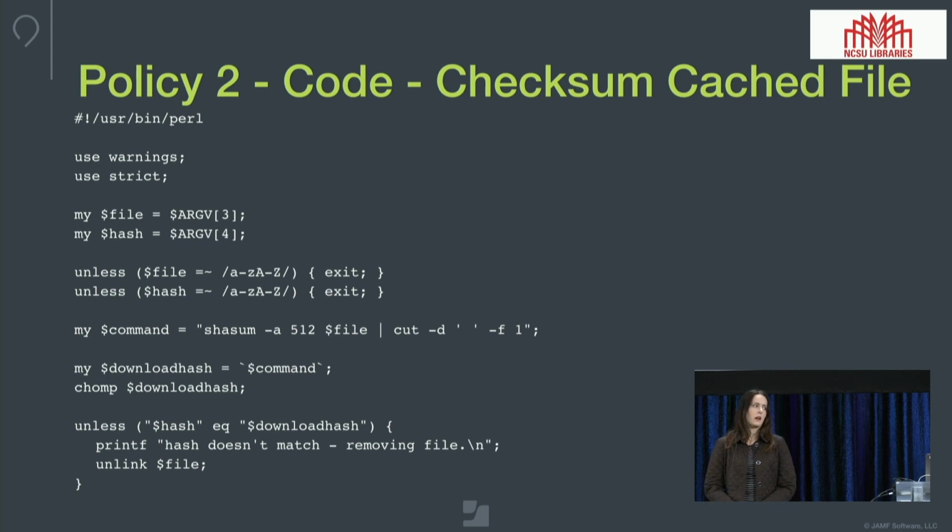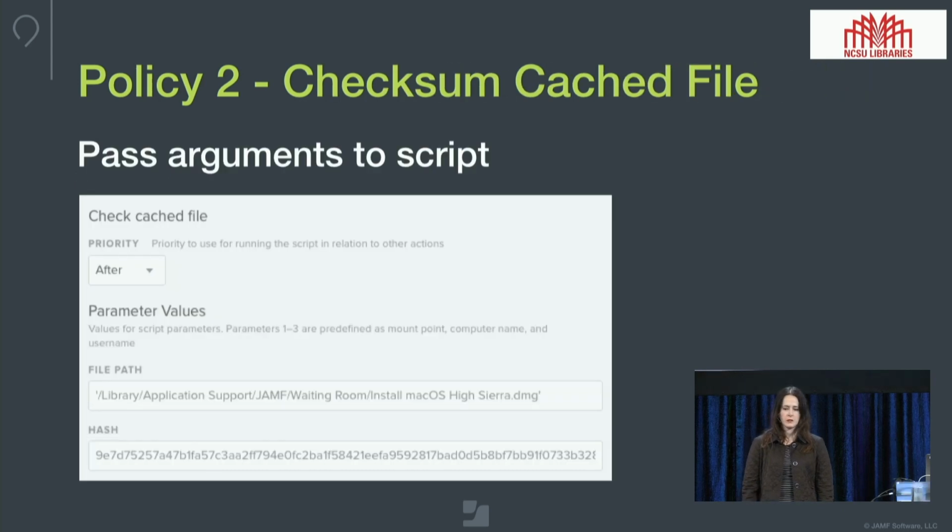So this makes us able to use reusable code. You can have this in your Jamf as a validate the checksum of a cached file, and you can reuse it in policy after policy by changing the 2 arguments that you saw on the previous slide. And here's another example where those arguments are populated. We have the waiting room path, and then we have the hash that we're expecting to see.